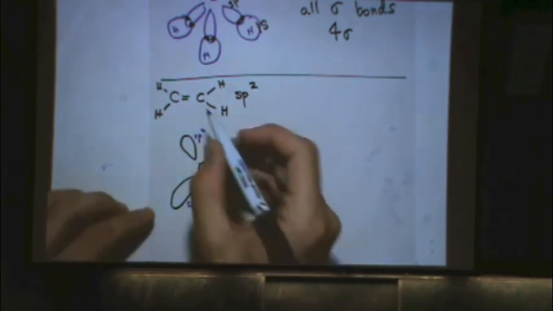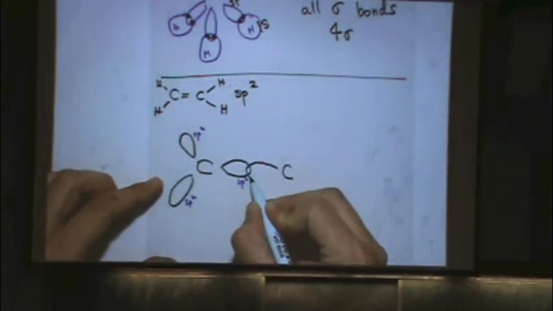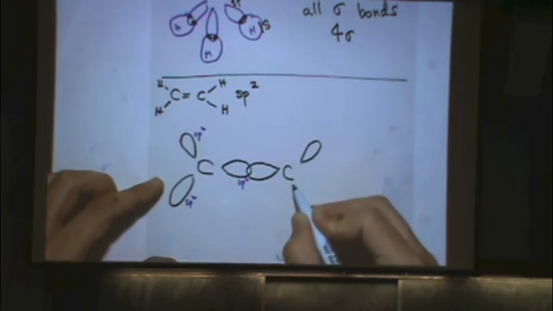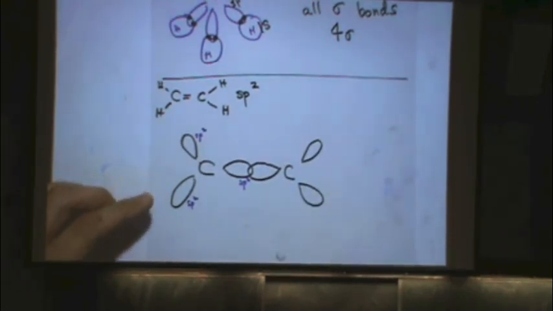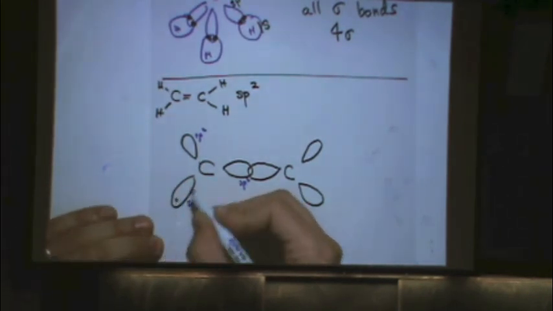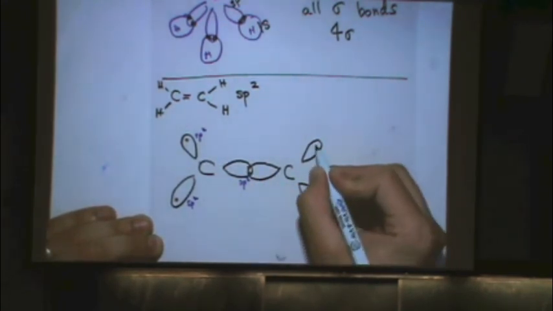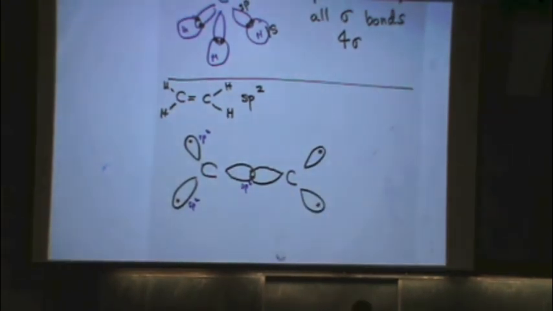So now let me draw the carbon. That's carbon on the left. Let's draw the carbon on the right. Okay, like that. Each one of those has 1 electron in it. 1, 1, 1, and then for the other one, 1, 1, 1. Okay? They're surrounded by hydrogen.